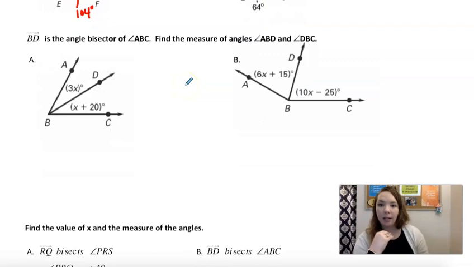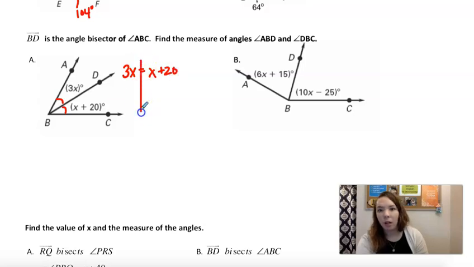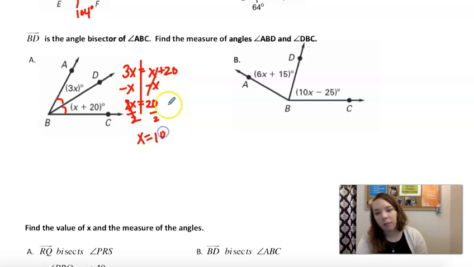BD is the angle bisector of ABC, and again, they have to tell us that. We can't assume that. Find the angle measures of ABD and DBC. So they want us to find the two smaller ones. Since it's the bisector, we know these are equal, which means we can set up our expression to be equal. 3x equals x plus 20. And we can solve. So if we subtract x, we get 2x. And divide by 2, we get 10. So if I plug this back in, they should both end up being 30 degrees.